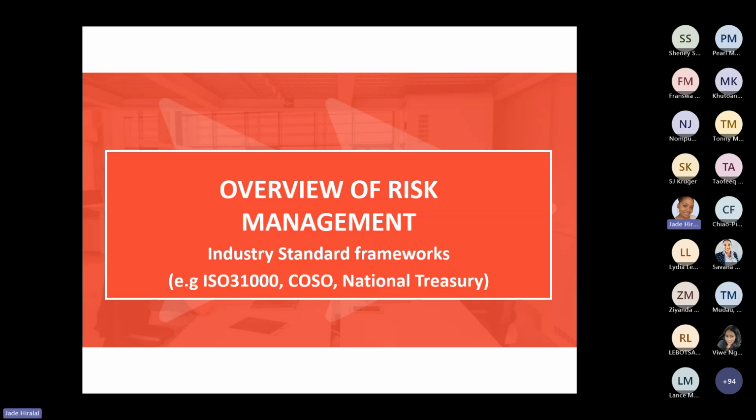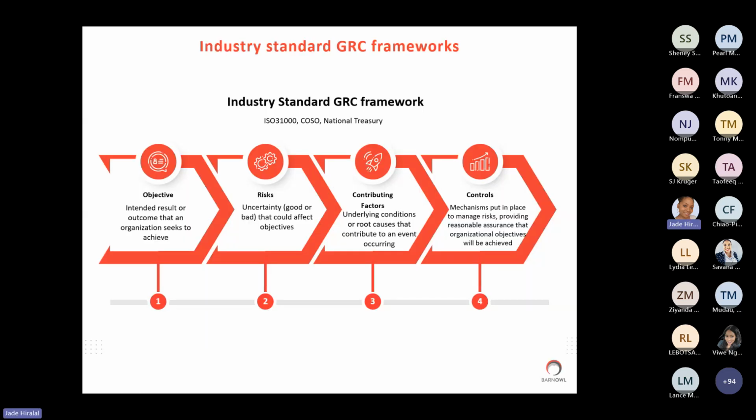As an overview of risk management when it comes to BarnOwl software, BarnOwl is fully aligned with industry standard frameworks, including ISO 31000 and COSO. Aligned to these frameworks, in your BarnOwl register, you would have your objective, which would be your intended result or outcome that your organization seeks to achieve. You then have your risk, which is uncertainty, whether good or bad, that could affect your objectives.